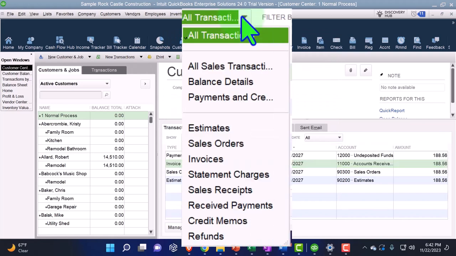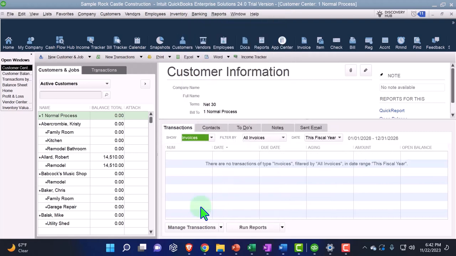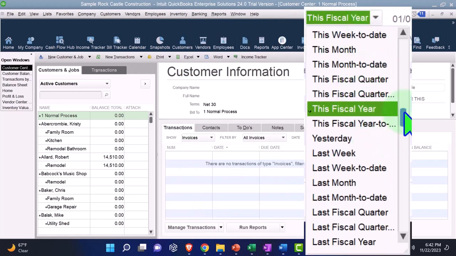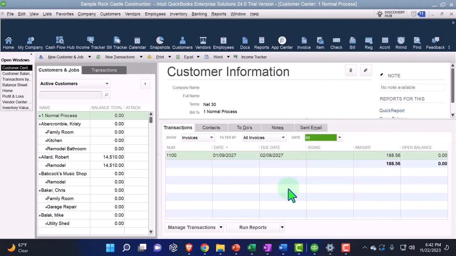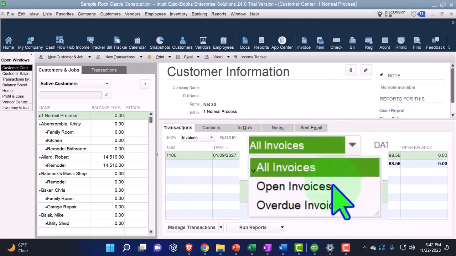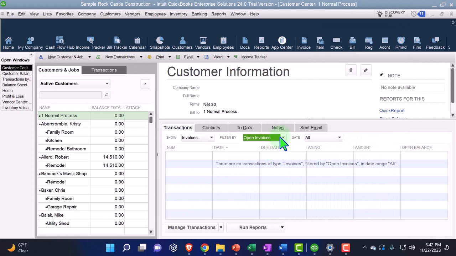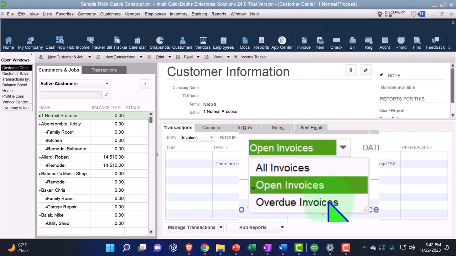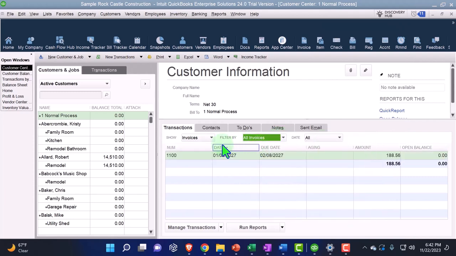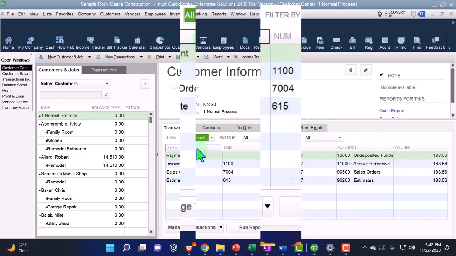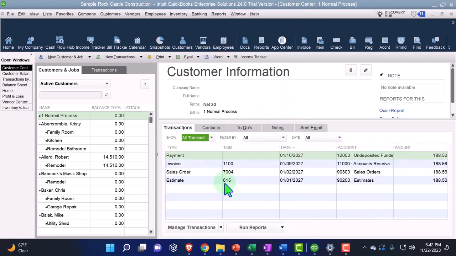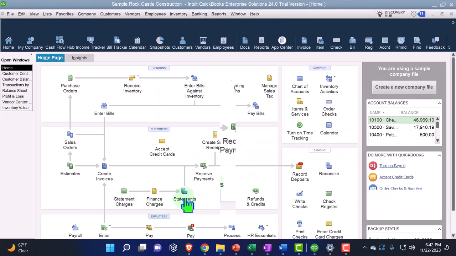We could then select and sort these by just invoices, for example. I have to change the year to the whole year again. So for the whole year, and then we could sort by open invoices, right? That would be a common thing. There are none. And then we could say overdue invoices or all invoices. Okay, we get the picture. So that's the normal process.